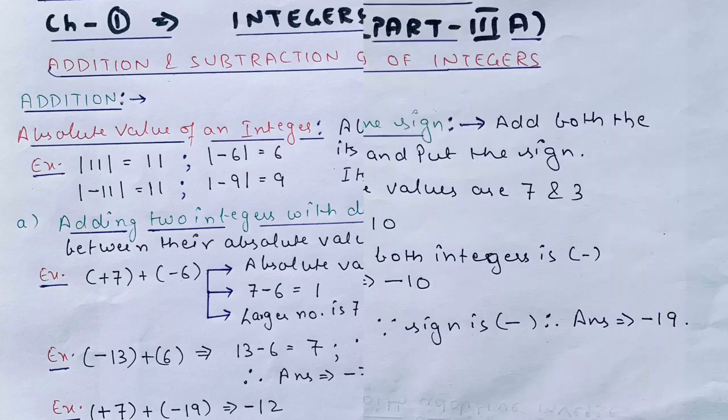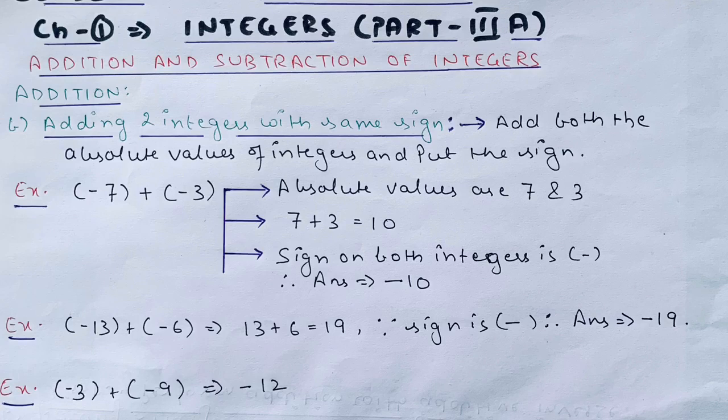This addition and subtraction. The second kind of addition is adding two integers with the same sign. In the earlier case, both had different signs. Now here both will have the same sign. Either both will have plus or both will have minus. If both have plus signs, you can simply add according to your natural number or whole number concept. 7 plus 3 is equal to 10. But what if it is minus 7 and plus minus 3?